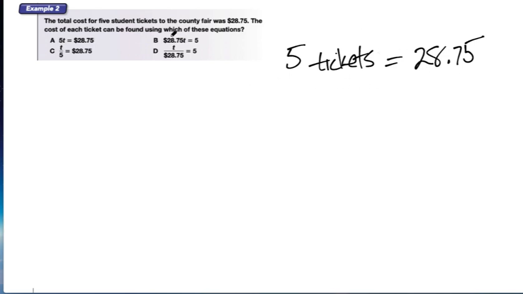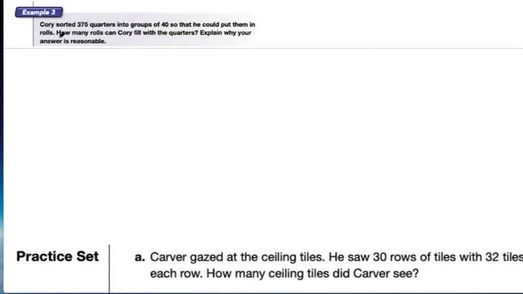Let me look at the other ones. Would I take $28.75 and multiply that by the cost of the ticket? That doesn't make sense, and I'm getting 5. That's very weird. How about taking the cost of the ticket and dividing it by 28.75? Would I get 5? How about taking the ticket cost and dividing that by 5? That doesn't even make sense. I wouldn't divide one ticket by 5. So 5 times the cost of a ticket, that's what T is representing here, would be $28.75. So A is the most likely candidate. That's the one that we're gonna choose.